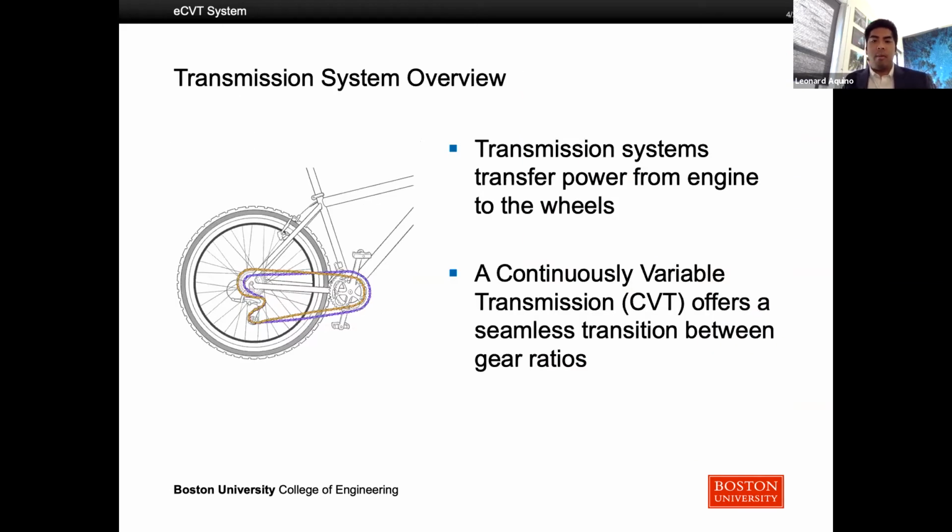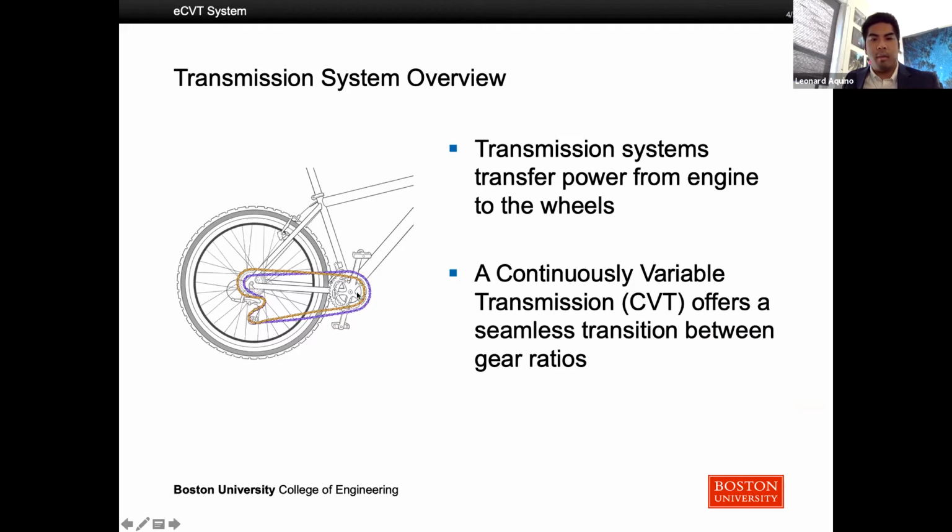Before I go any further, I would like to state that my team and I knew absolutely nothing about cars nor Baja competitions. So a huge constraint was we had to take time to familiarize ourselves with the technology and existing solutions. So a transmission system in this context is simply a system that transfers power from the engine to the wheels. You can think of a bike.